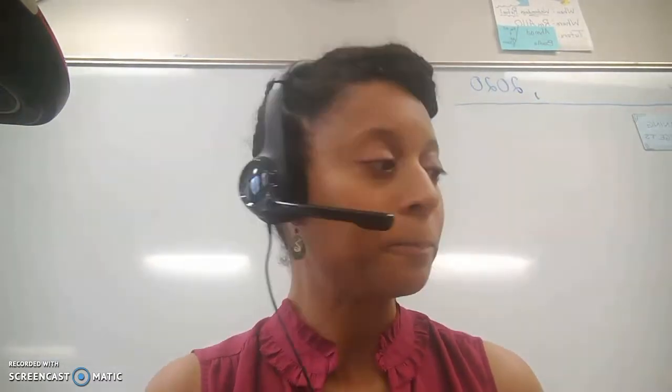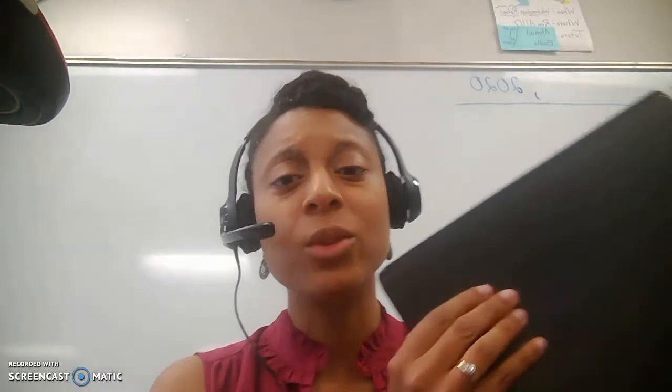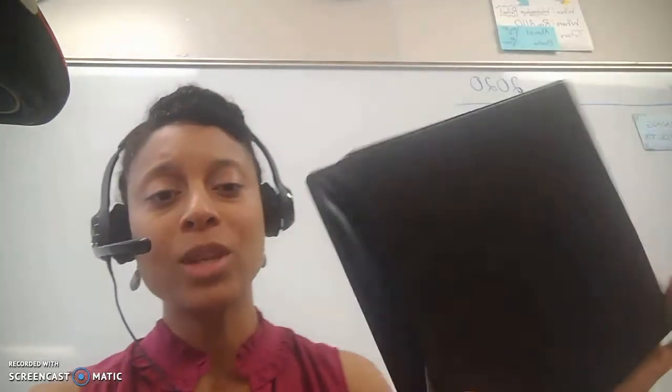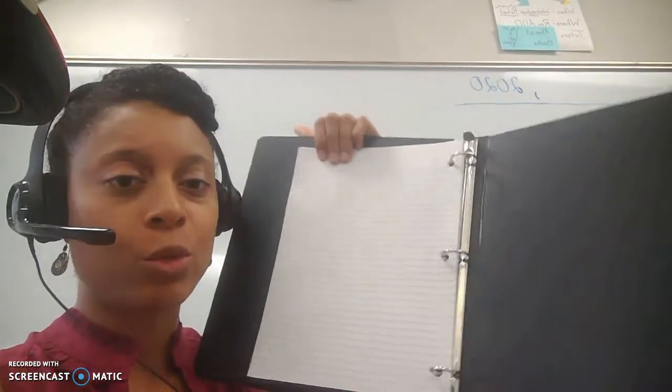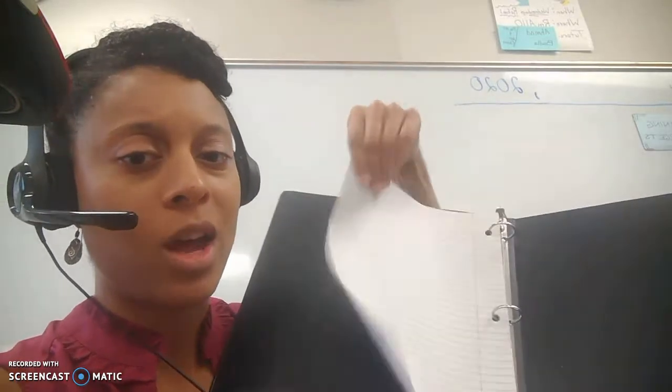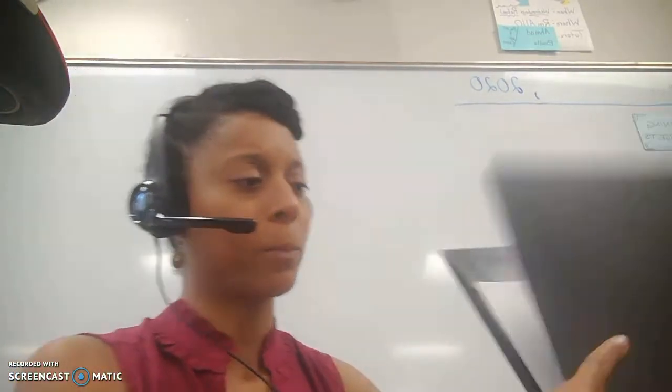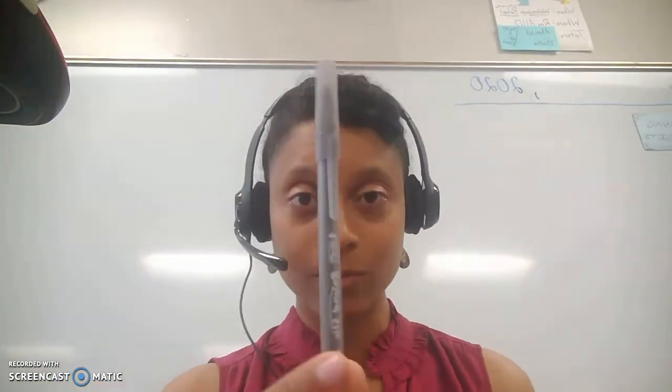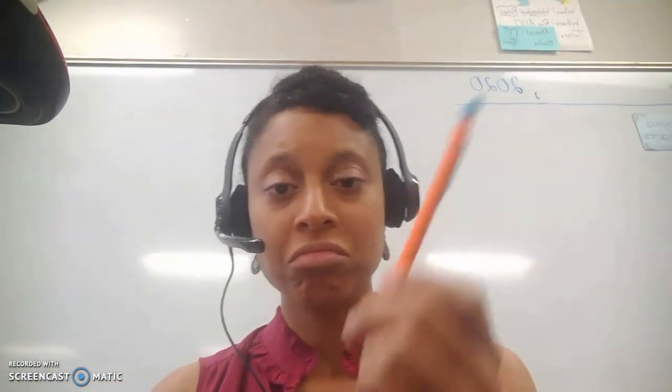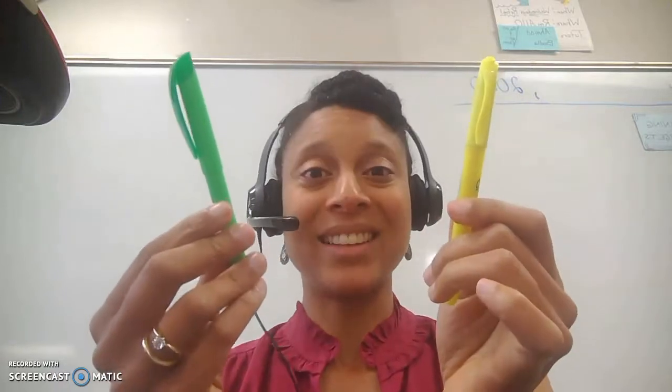All right, so to begin, let's talk about what materials you will need. Number one, you need a binder, okay? I'm talking just simply a 3-ring binder with some college ruled notebook paper, okay? You also need to have some writing utensils, pen, pencil, and maybe even, if you're really into color coding and all that, some highlighters, okay?